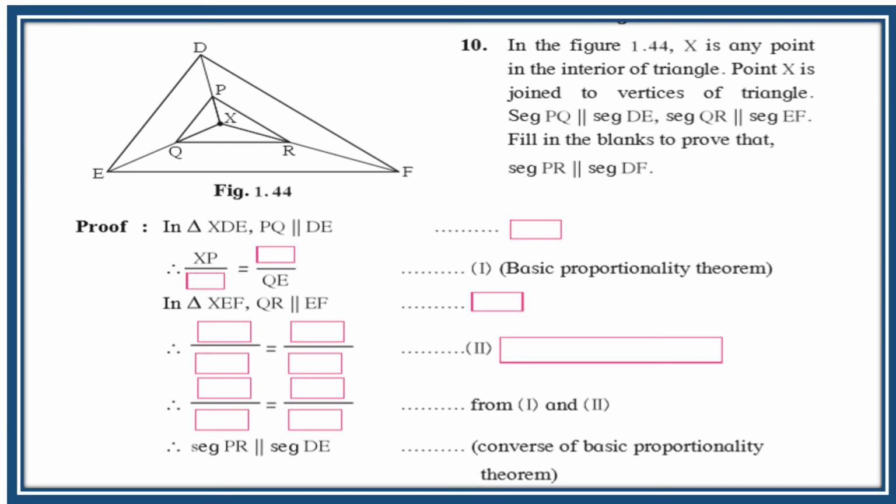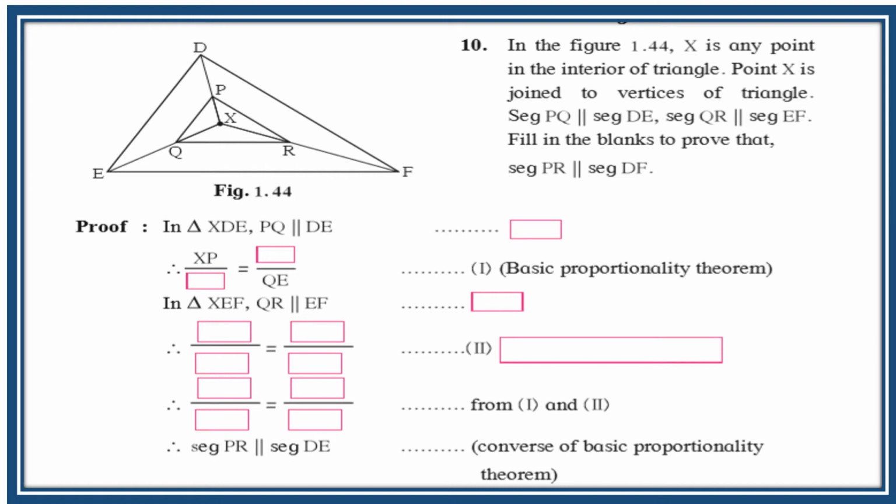Now let us solve sum number 10, which is based on activity based questions. You can see the sum on the screen. In the figure, X is any point in the interior of the triangle. Point X is joined to the vertices of the triangle. PQ is parallel to DE, QR is parallel to EF. We need to fill in the blanks to prove PR parallel to DF.